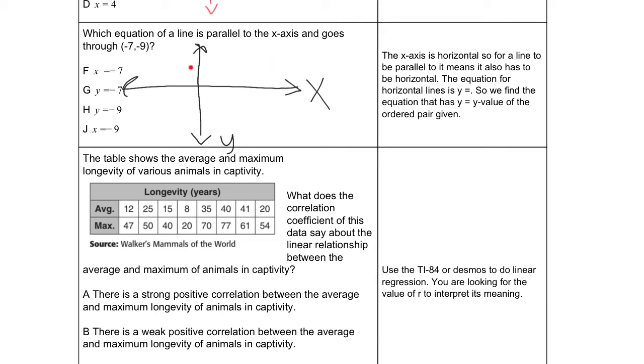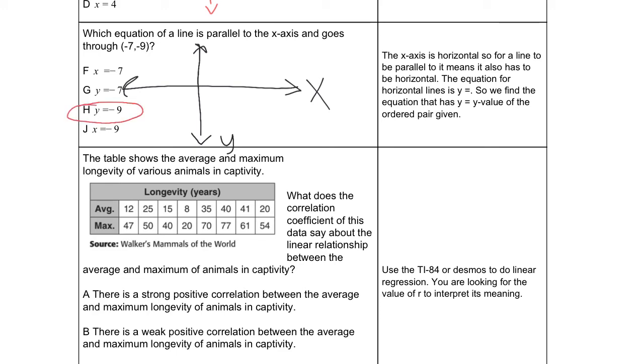Now, what axis does this line cross? If I were to draw a horizontal line, it would cross the y-axis, right? It would cross this line right here, so this is the y-axis. So what is our y value? Our y value here is -9. So our answer would be y equals -9.